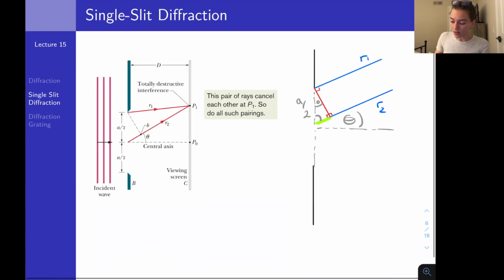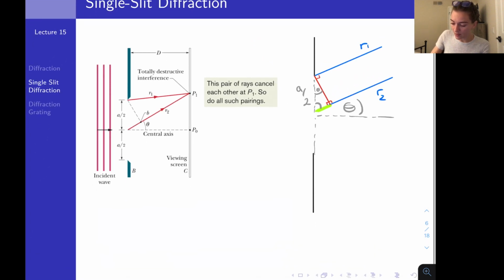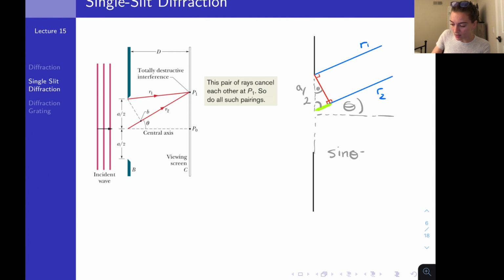So now what we can do is we can write sine theta is opposite over hypotenuse, where the opposite side is this delta r. And then the hypotenuse of our triangle is just, we said, a over 2, because we're looking at halfway through the slit. Now we said we're looking for when the waves interfere destructively. So we know that they're going to interfere destructively when they're half a wavelength apart. So that means that delta r is going to be lambda over 2. So we're going to replace this with lambda over 2.